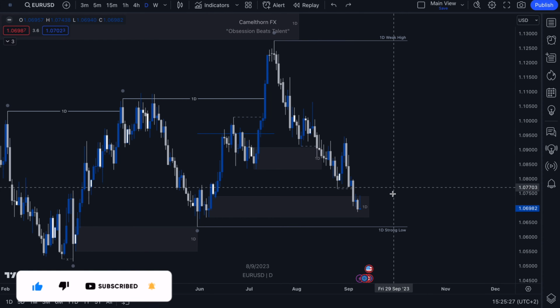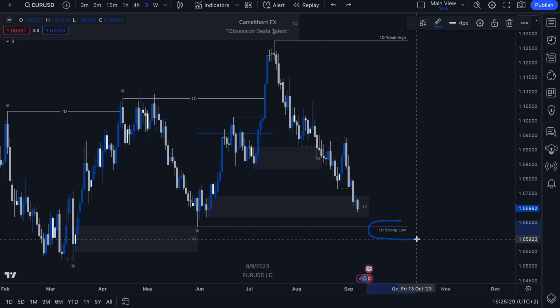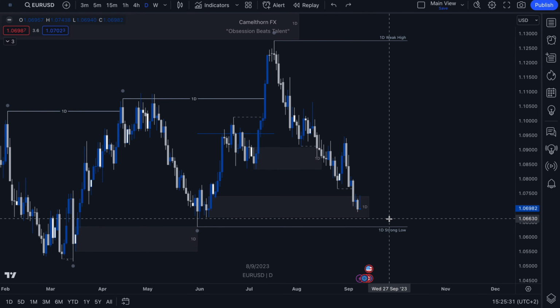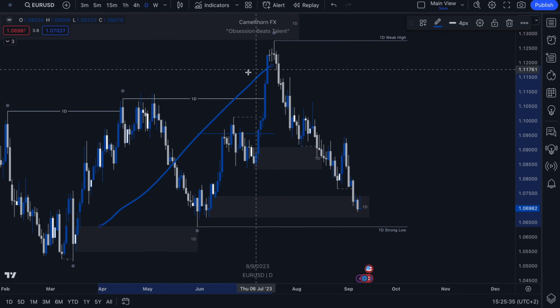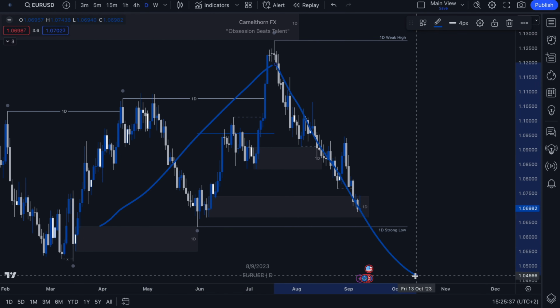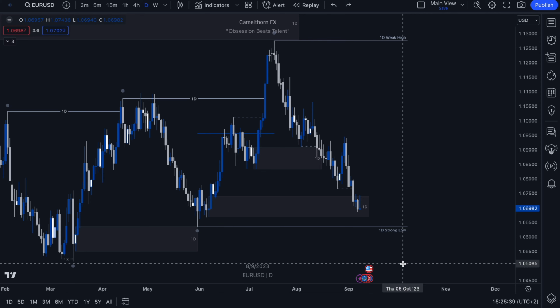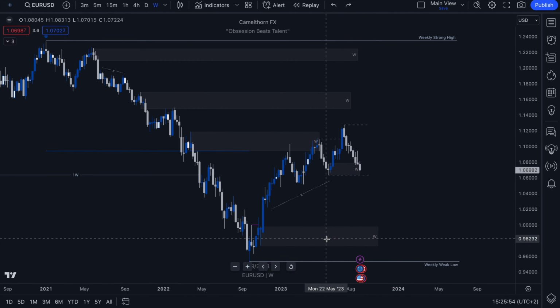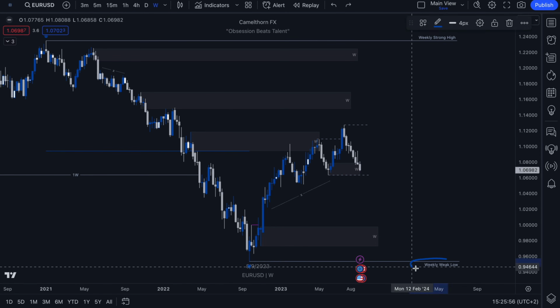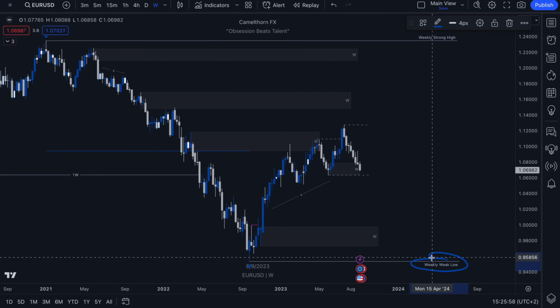If we are to see a violation of our daily strong low in here, it will signal two things. Number one, it will signal that our daily time frame has switched from a bullish market state to a bearish market state. And then number two, it will also signal the start of our weekly bearish continuation phase, which would initially look to target this weekly demand down here, but then overall, potentially this weekly week low down here.